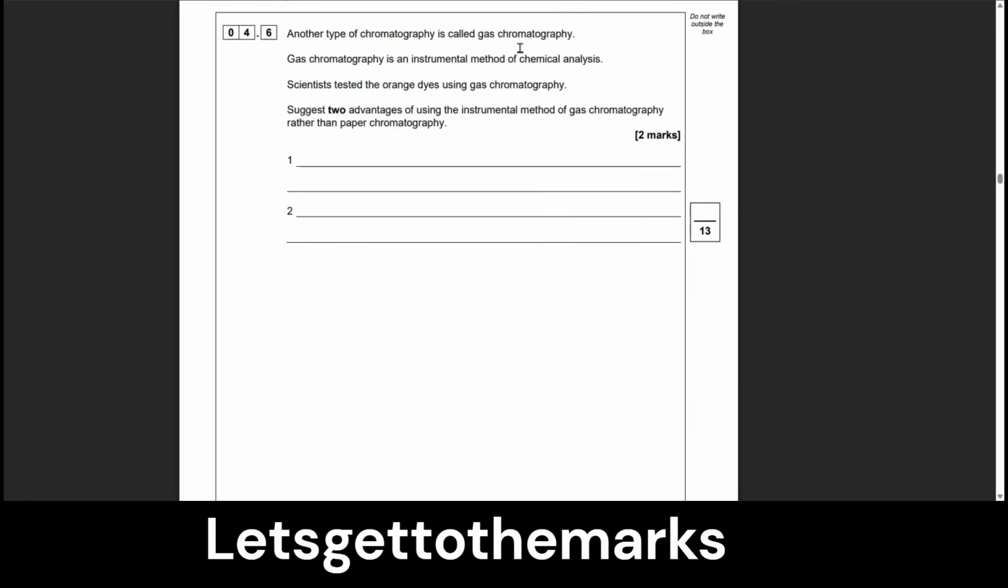Oh my gosh, this question never ends. 4.6, another type of chromatography is called gas chromatography. Gas chromatography is an instrumental method of chemical analysis. Scientists tested the orange dyes using gas chromatography. State two advantages of using the instrumental method of gas chromatography rather than paper.